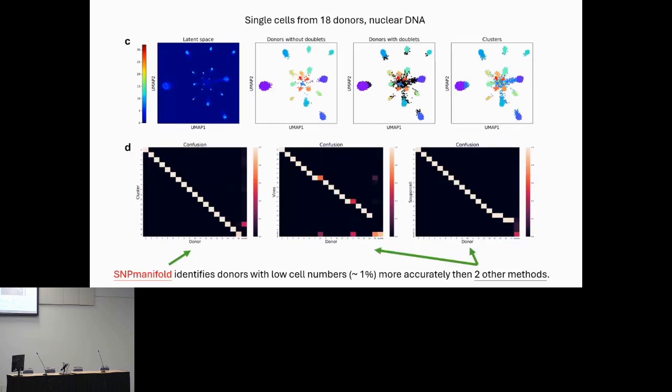And then finally, I want to highlight that we go back to nuclear DNA. So this is a nuclear DNA dataset, and we realize that our method also outperforms some other existing methods by being able to detect more rare mutations with cell numbers around 1% of the total.